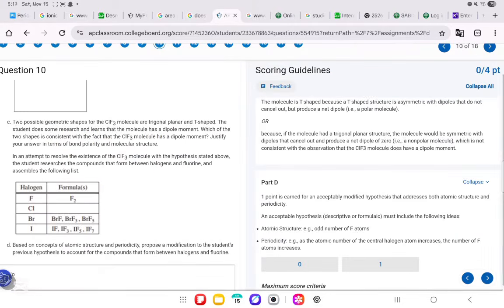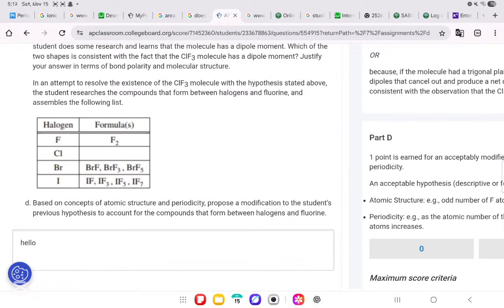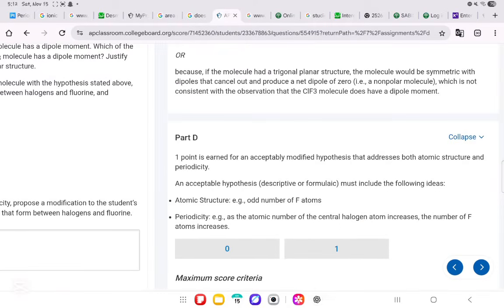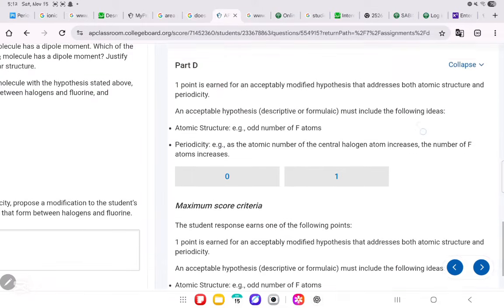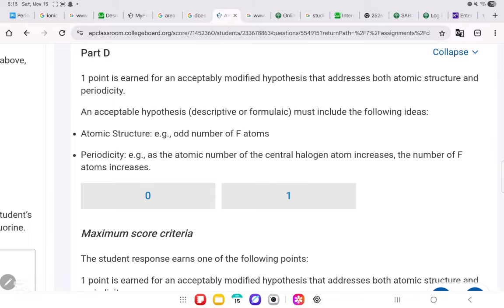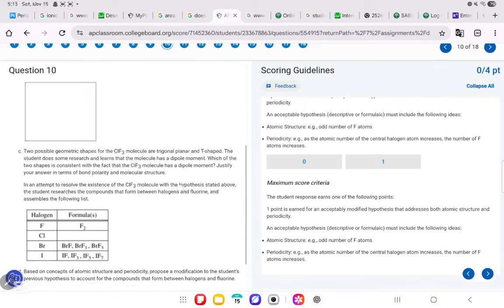I don't know if I worded it correctly, but we're talking about part D: based on concepts of atomic structure and periodicity, propose a modification. So I just stated the modification. Now, in part D, how do they want us to read it? First of all, regarding the atomic structure, we have an odd number of F atoms because I said 1, or 1 and 3, 1, 3, 5, 1, 3, 5, 7. And then regarding periodicity, as the atomic number of the central halogen increases, the number of F atoms increases. That's true. Okay, that's it for question number 10.